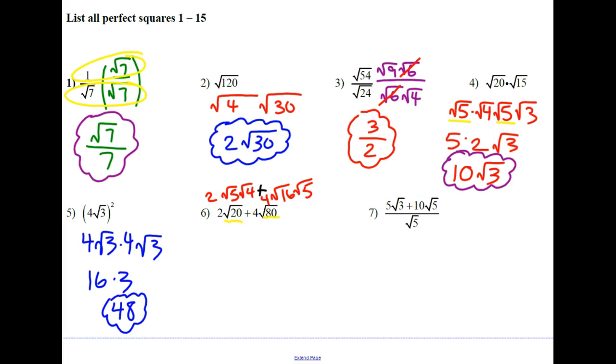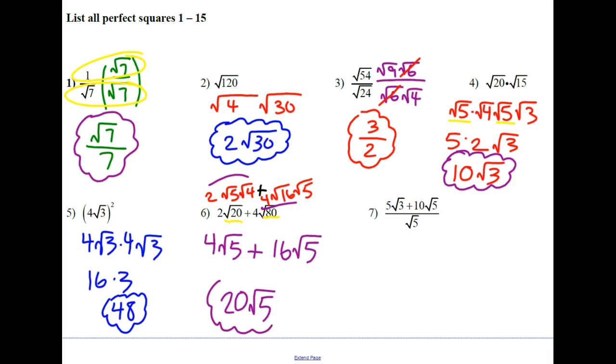We got 2 times the square root of 4. That's going to be 2 times 2, so that's 4 root 5. Plus over here we got 4 times root 16 is 4, so those two multiplied together is 4 times 4 is 16 root 5. Well, if you have 4 root 5s plus 16 root 5s, then you have a total of 20 root 5s. Ta-da! 20 root 5. Best we can do. 5 has no perfect square factors.